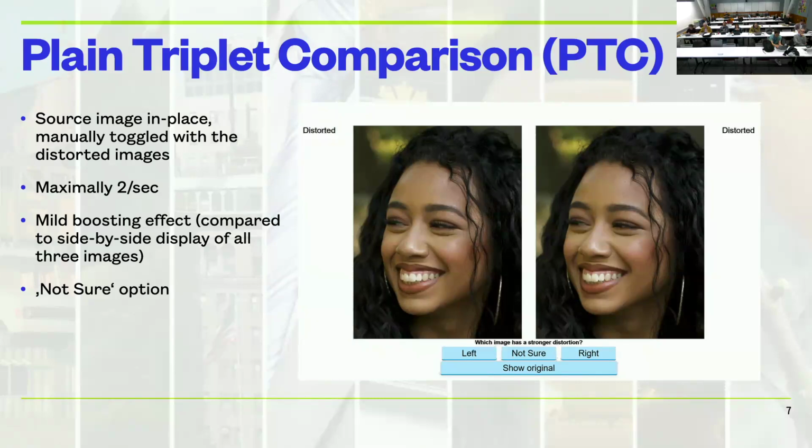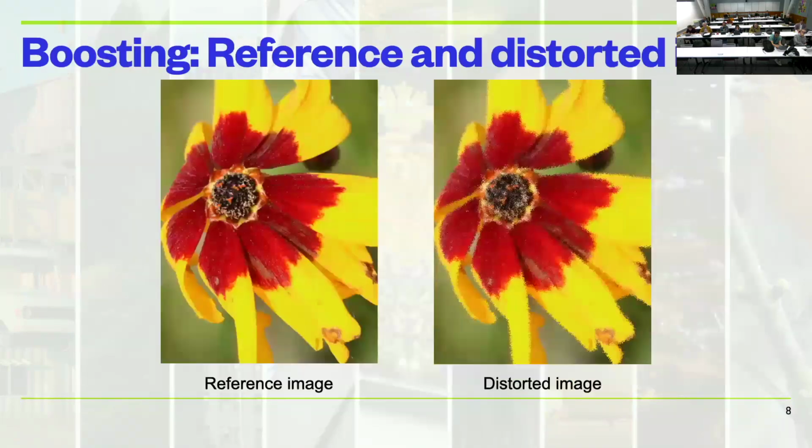So this is the idea. And the toggling cannot be carried out very, very quickly, because then it would be more like a flicker effect. And so we restricted it to a frequency of 2 toggles per second. Okay, and one other point worth mentioning is that we have a "not sure" option there in order to reduce the cognitive load.